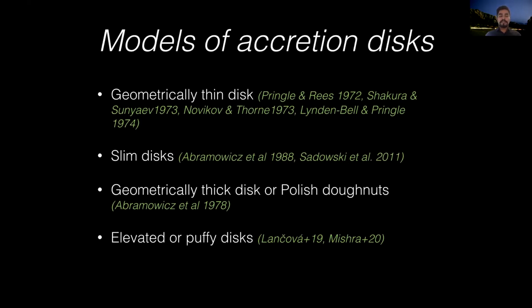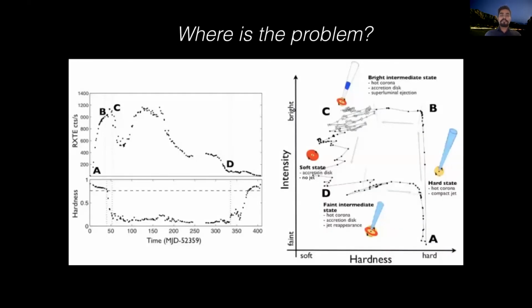What we are coming up to advocate is that in the future, geometrically thin disks might be replaced by elevated or puffy disk models, which were also studied, and we recently simulated one model similar to that. The bigger picture of the problem we are interested in is how these different spectral states of the accretion disk occur in a black hole X-ray binary, a low mass black hole X-ray binary.